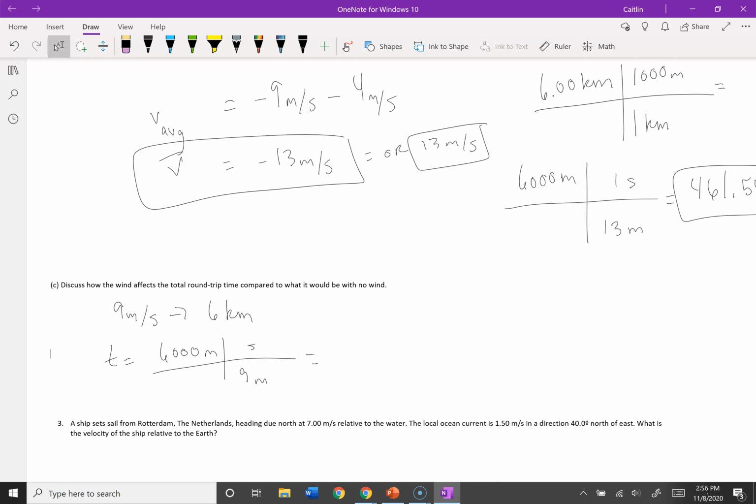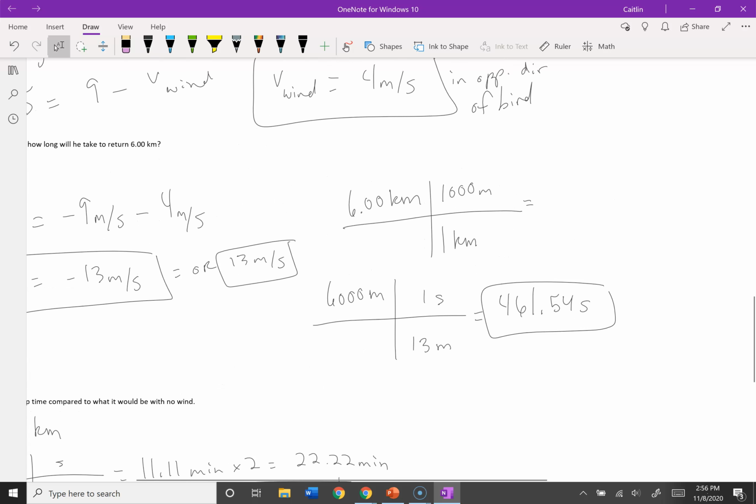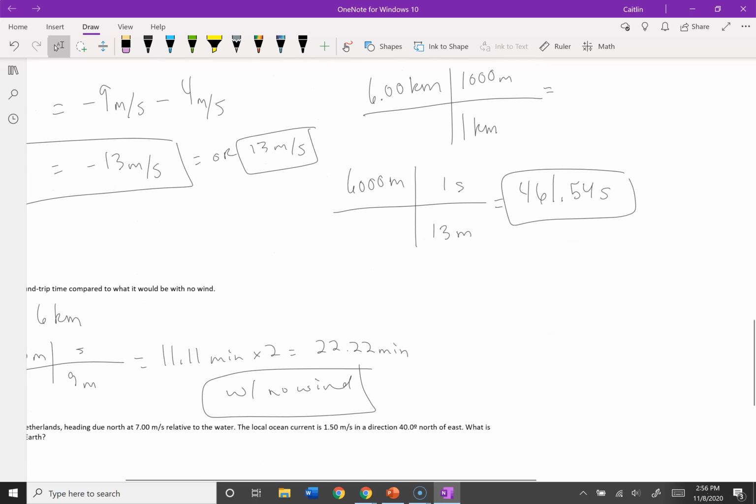It would take him approximately this many minutes. If he did that times 2, that would be this long. And this is with no wind. In other words, if this is the only one where he goes back and forth, right? So this is with no wind. Now with wind, we said 461.54 seconds.